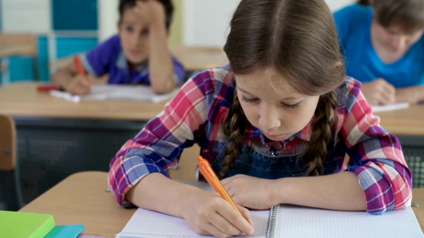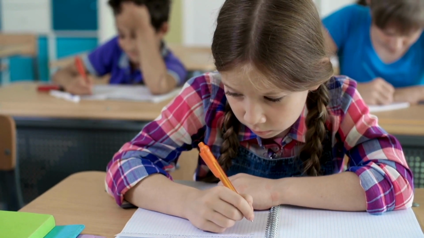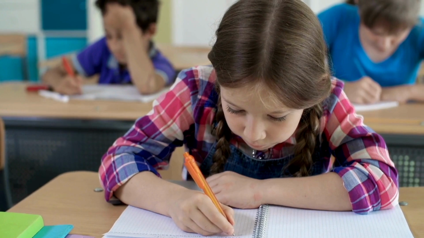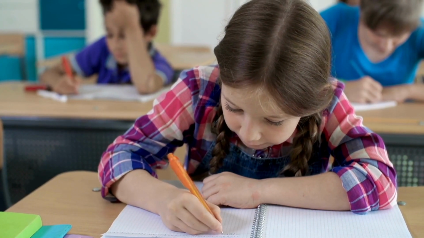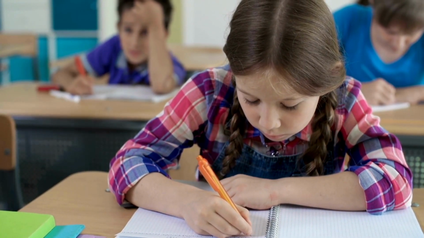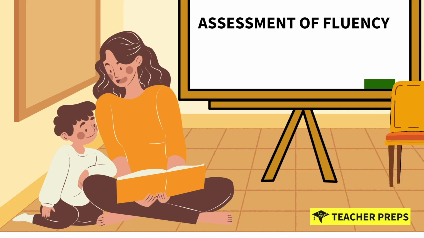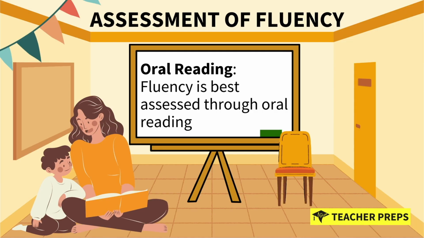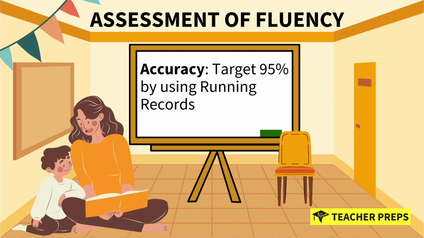After implementing decodable texts in the classroom to foster students' fluency levels, it becomes essential to move on to assessing the different aspects of reading fluency, ensuring that our instructional strategies are tailored to each student's unique development and needs. That being said, let's now discuss how to assess fluency. Fluency is best assessed through oral reading, taking into account developmental aspects and grade-specific expectations. For accuracy, the target is 95%, and we use procedures like running records and miscue analysis to assess accuracy.